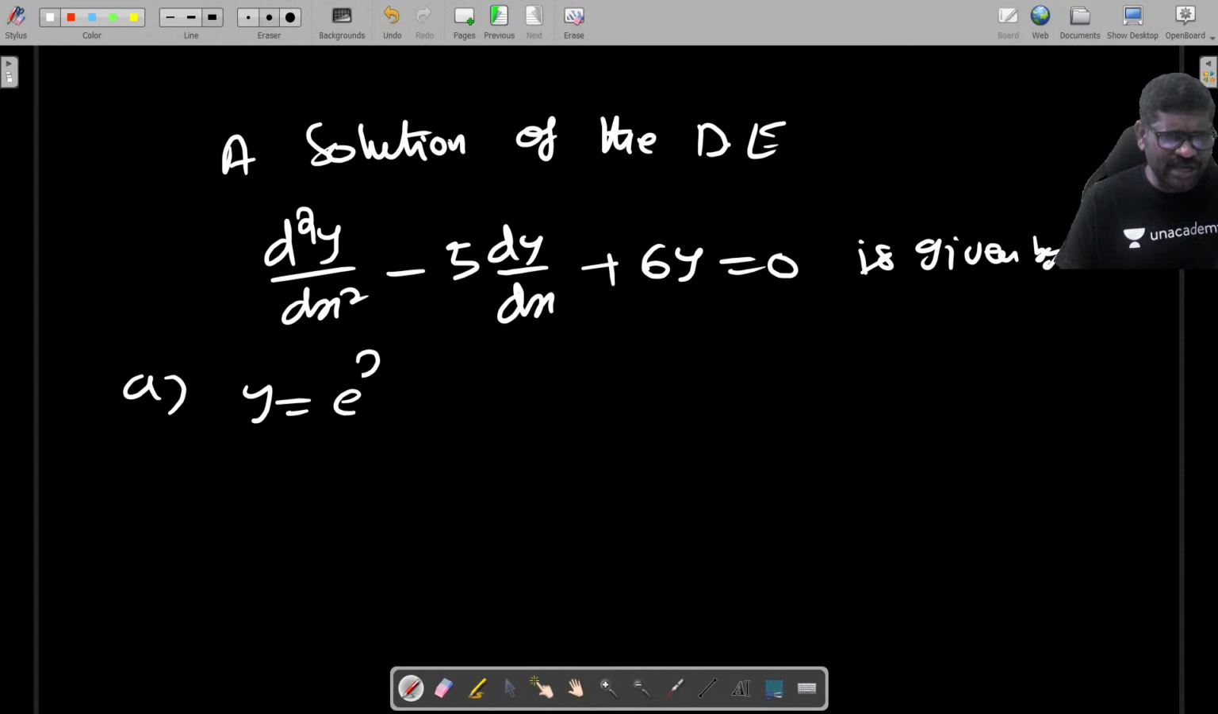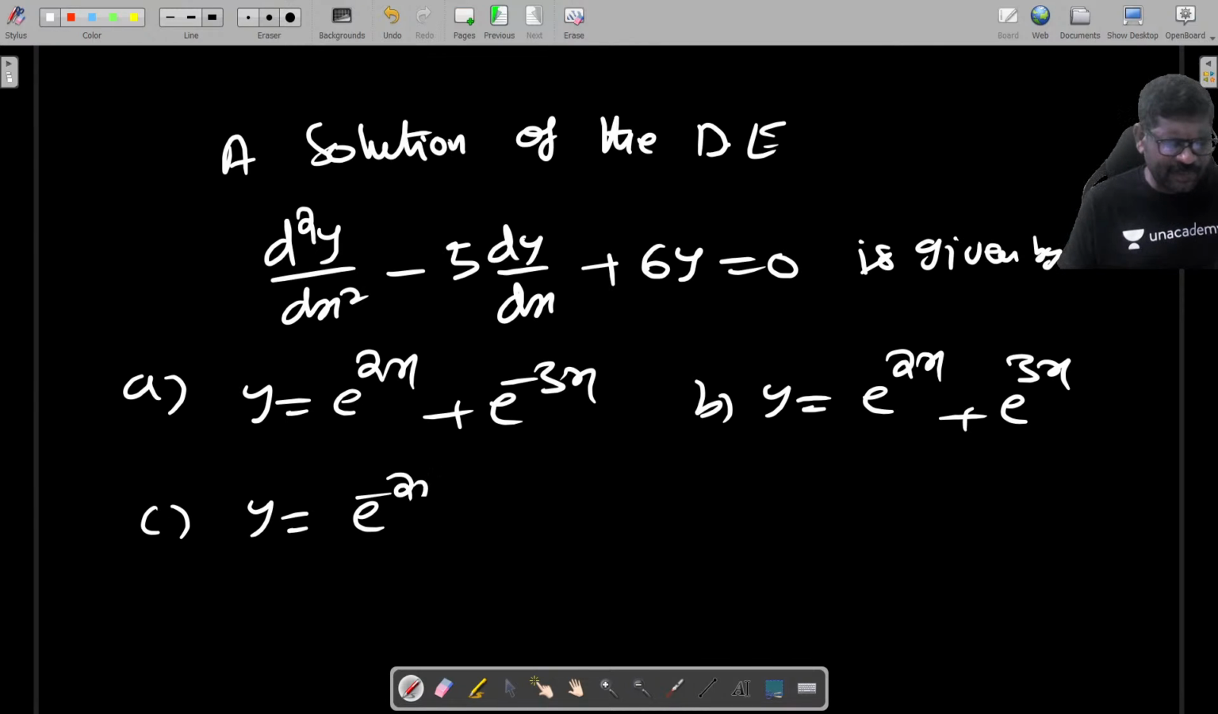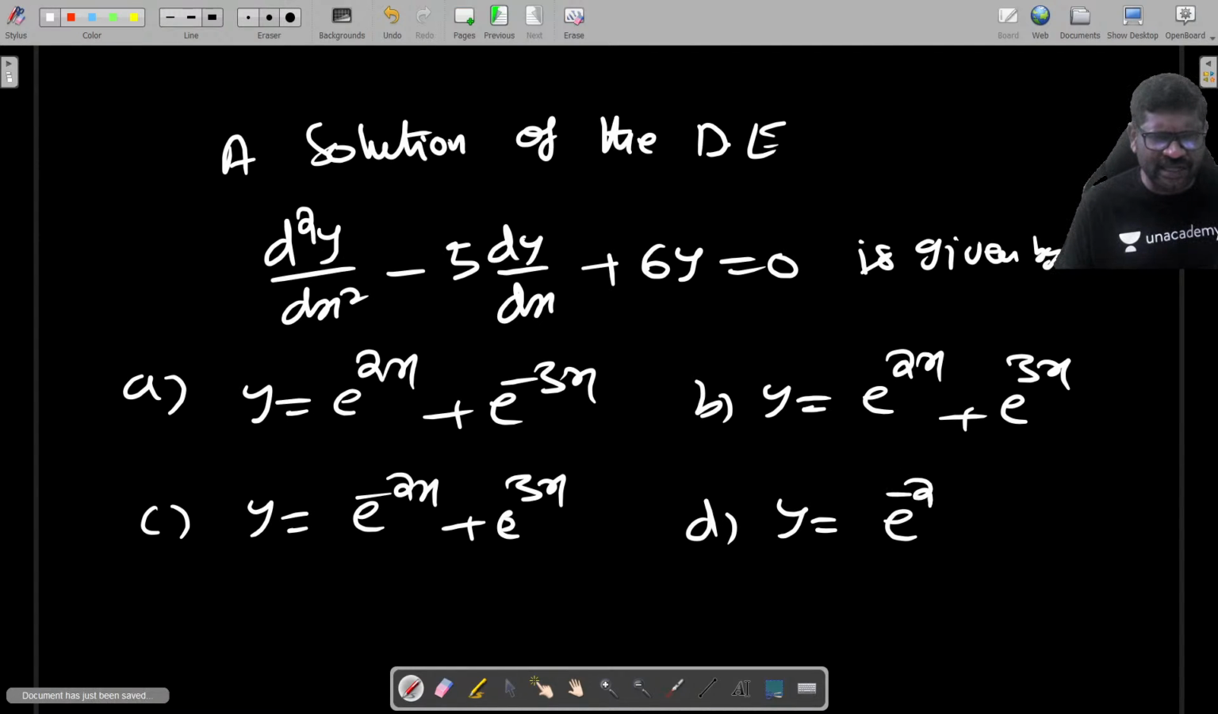y is equal to e power 2x plus e power minus 3x, y is equal to e power 2x plus e power 3x, y is equal to e power minus 2x plus e power 3x, y is equal to e power minus 2x plus e power minus 3x.